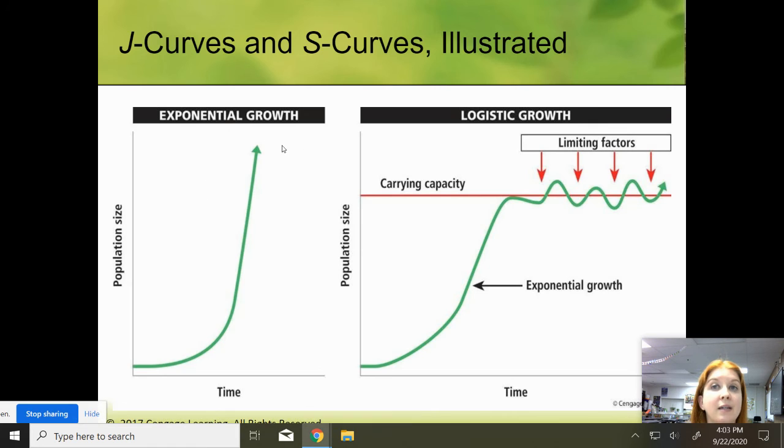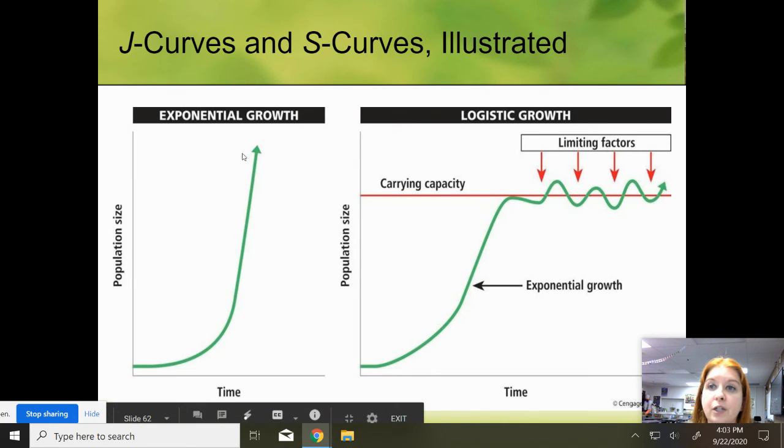This is not reality. You will always have some type of limiting factor that will have the population hit carrying capacity. Usually what happens is you have overshoot, then die-off, then overshoot, and then die-off, because the individuals aren't going to know the exact number. Sometimes they make too many babies, and then some will die, and then they have extra stuff, so they'll make more babies again. Populations have this overshoot and die-off for a while until they reach that happy number. So this is your J curve that looks like a J, and your S curve, which looks like a really funky S.